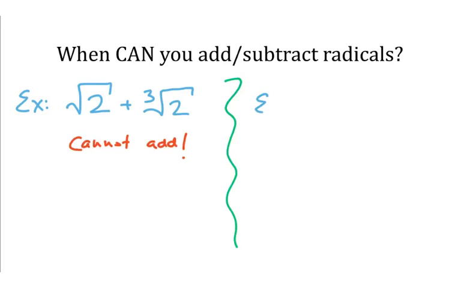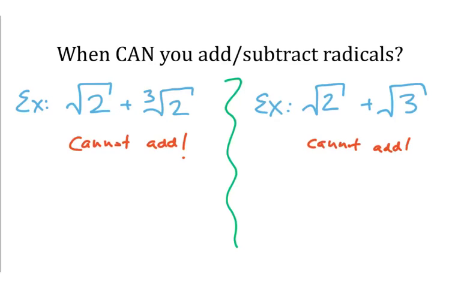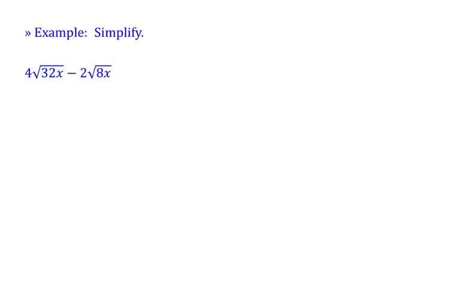Another case in which we cannot add has to deal with the number underneath the radical. So for example, if I had two square roots, at first glance you would think, okay, they're both square roots, we should be able to add them. But if I make the quantities under the square roots different, I'll just use numbers, let's say 2 and 3, then I cannot add in this instance because those numbers underneath the radical, even though they're the same type of radical, do not match. So in answering the question of when we can add or subtract radicals, I really approach that from when we can't. So let's go ahead and try an example.